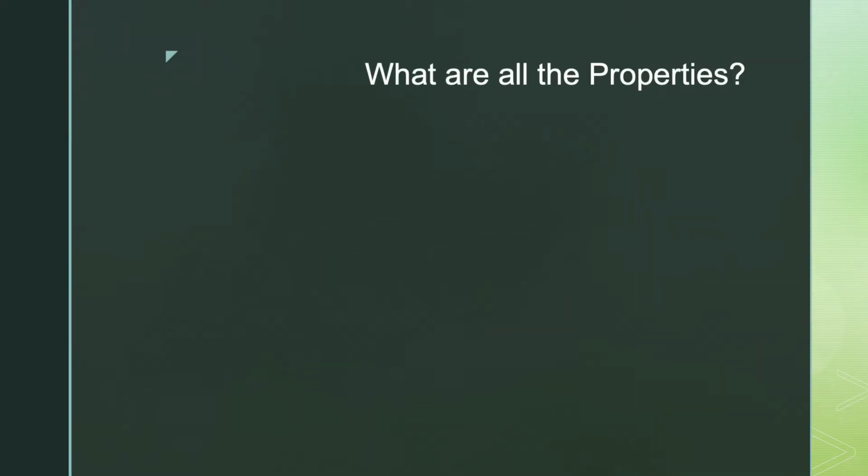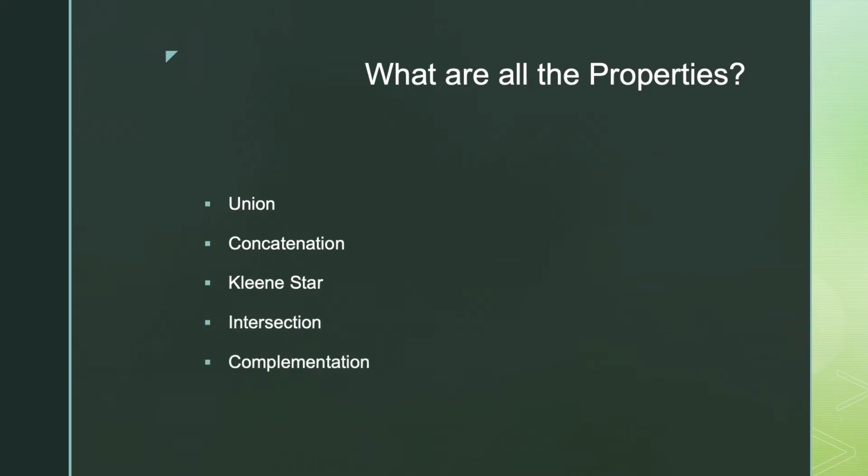Now the properties we are going to talk about in this video are union, concatenation, Kleene star, intersection, and complementation. Now without any further ado, let's move on to union.